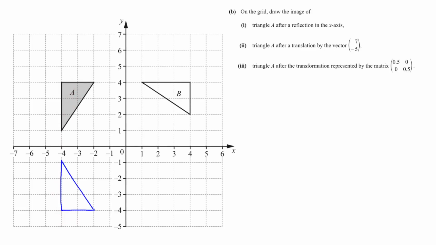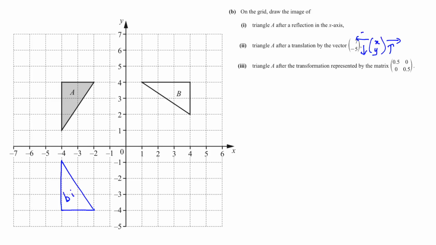This is your x-axis, so the image will reflect to this side. And after reflection, it will look like this. So this is your B1. For B2, triangle A after translation by the vector 7, negative 5. The top number represents your x and the bottom number y. If it is positive, your x will go to the right and your y point will move up. And if it is negative, it will move to the left and the y will go down.